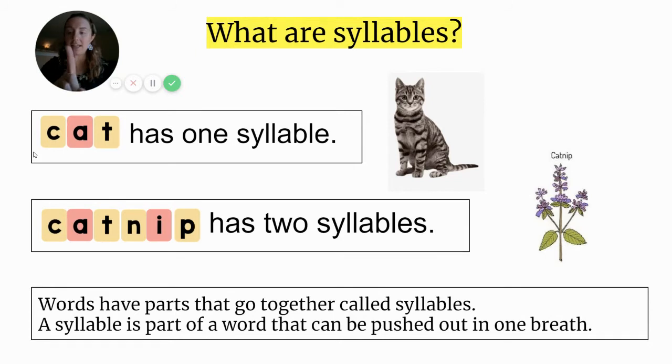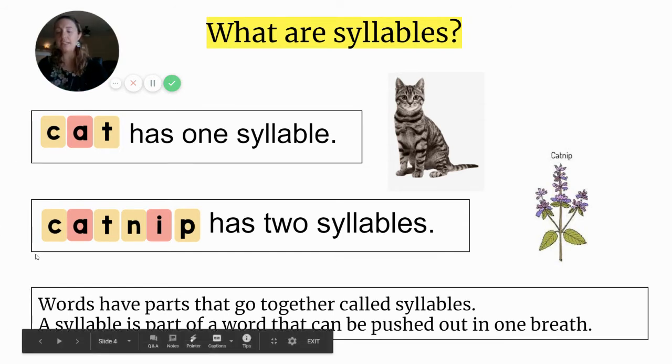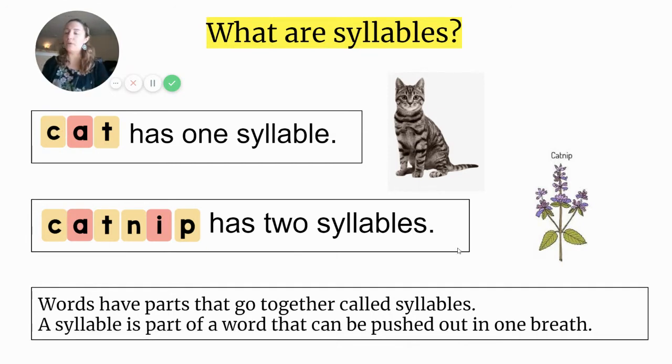Cat has one syllable. But what about a word that has more than one syllable? That's a great question. We're looking at the word catnip here. Catnip. When I say catnip, I hear two parts to that word. And when I'm breathing, I'm pushing out two breaths. So it's catnip. Let's all go ahead and do that together. Ready? Catnip. There are two syllables in that word, two parts that go together in that one word.